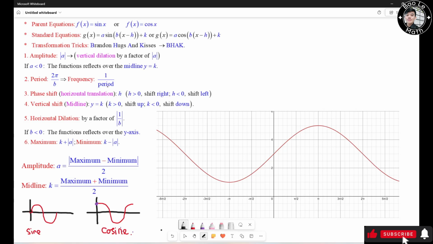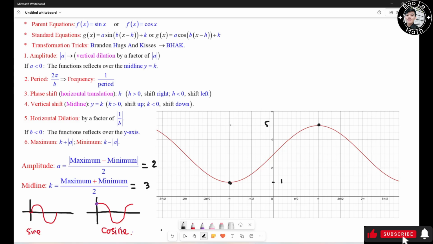Alright, so basically I need to find the amplitude A, right? So the maximum right here is going to be 5 units, right? The minimum right here is going to be 1 unit, right? So amplitude equals maximum subtract minimum divided by 2, which is 5 subtract 1 divided by 2, going to be 2, right? Now the midline is maximum plus minimum divided by 2, which is 5 plus 1 divided by 2, going to be 3, right?